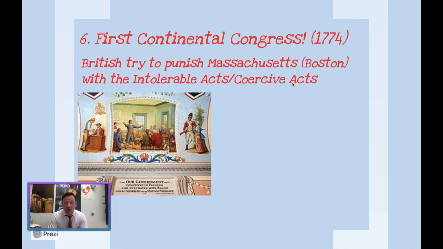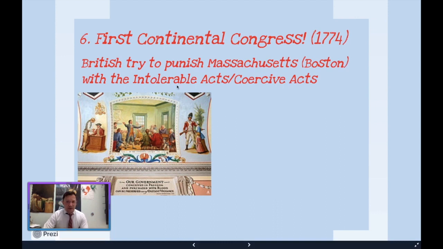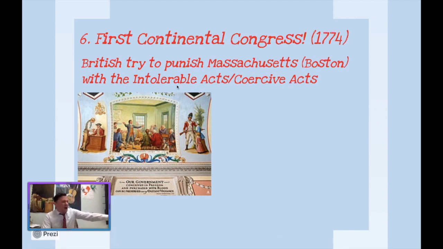Well, the British called them the Coercive Acts. The Americans referred to them as the Intolerable Acts because they're like, how dare you? This is intolerable that you try to blockade our harbor. This is intolerable that you try to allow soldiers to just live in our homes or in abandoned houses in our cities and stuff like that just because they're British soldiers of your government, right?